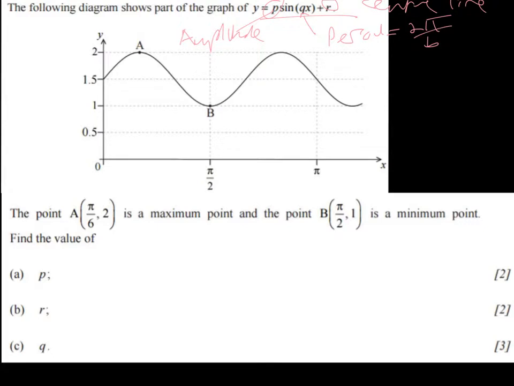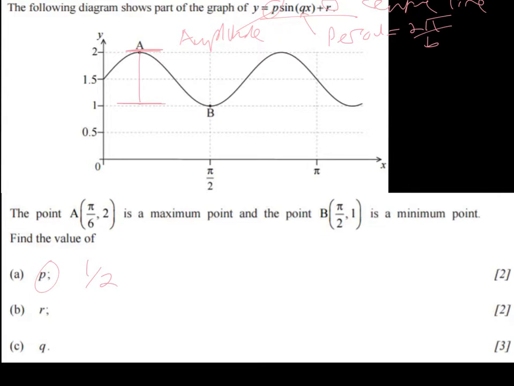Well, let's start off with the easier ones, which, as they've asked us here, is p. So p is the amplitude. To find the amplitude, there are two ways you can think about it. The first one is half of the distance between the maximum and the minimum points here. The distance between the maximum and minimum is 1, so the amplitude is half of that, which is just going to be a half.